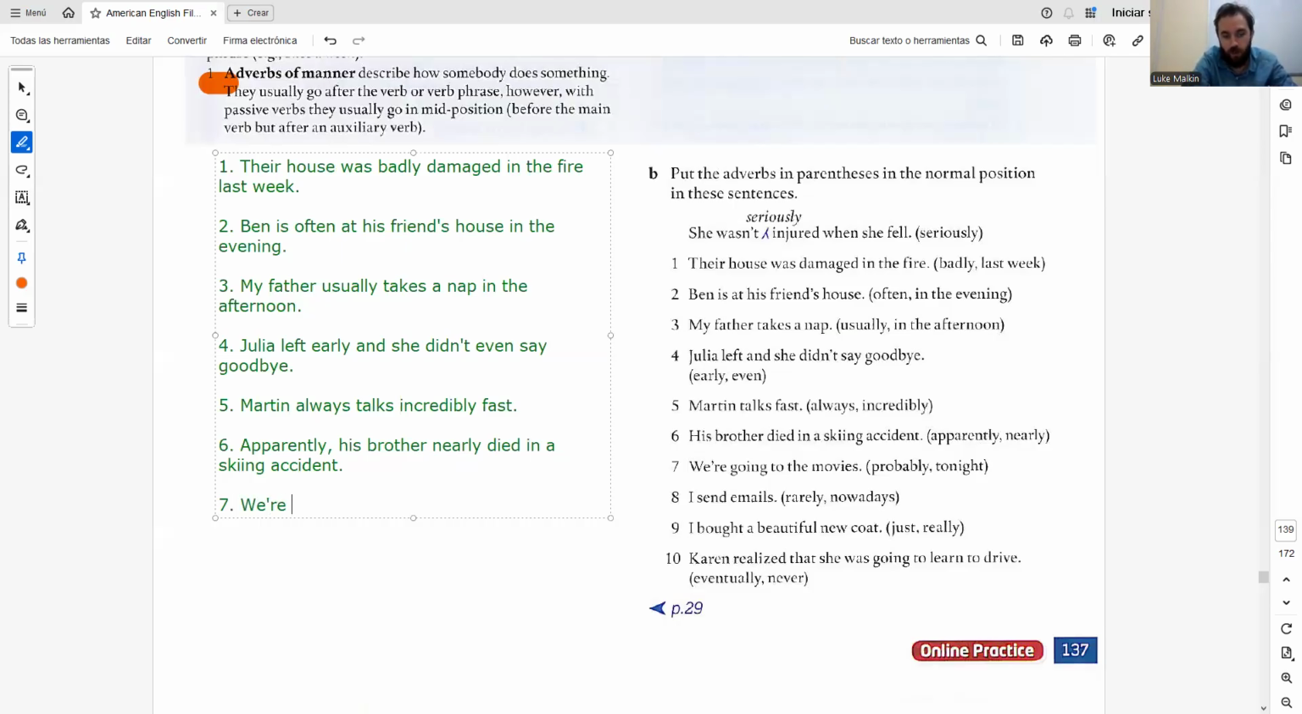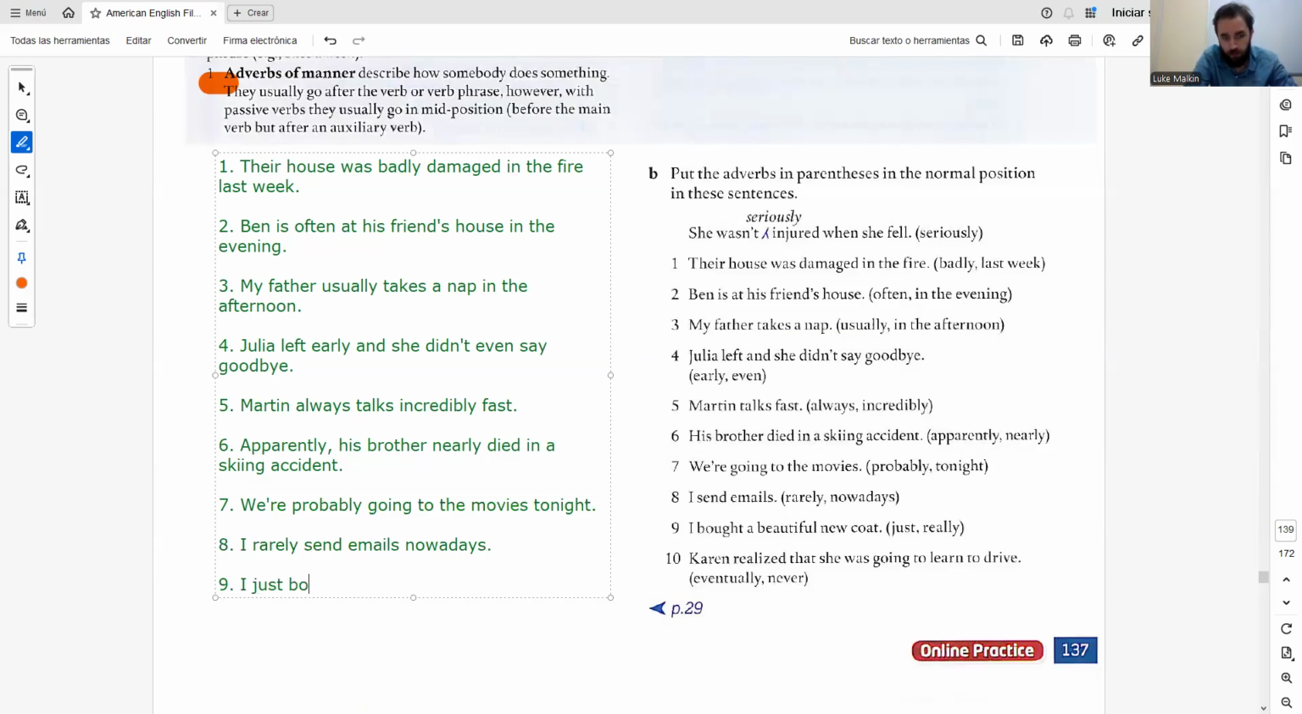Number 7, we're probably going to the movies tonight. Tonight is our time. Put that at the end of the sentence. And probably talks about going to. We are probably. Give some more information about it. I rarely send emails nowadays. Nowadays counts as a time. Again, put it at the end of the sentence. Rarely is describing how often I send. It's an adverb of frequency.